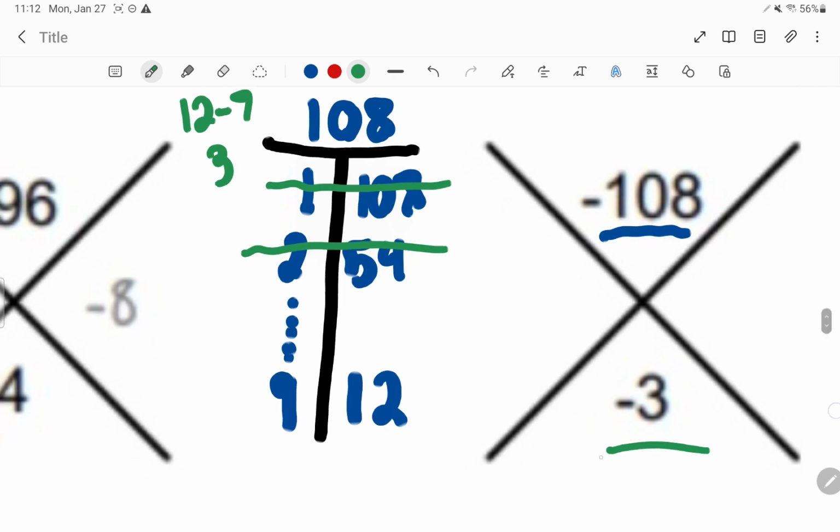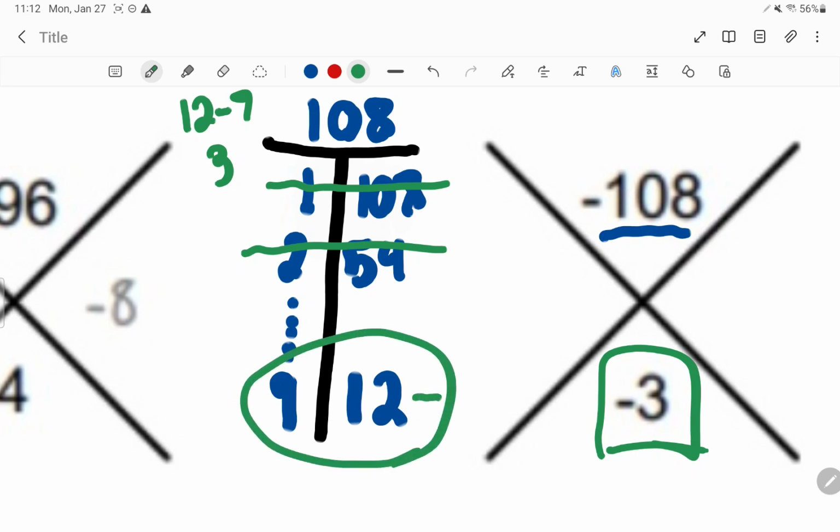But what I'm looking for is actually negative 3. Okay, so that means one of my numbers is going to have to be negative. In this case, the one negative is going to have to be the 12. Why? Because I want the bigger one. I want to carry that negative whenever I add them.